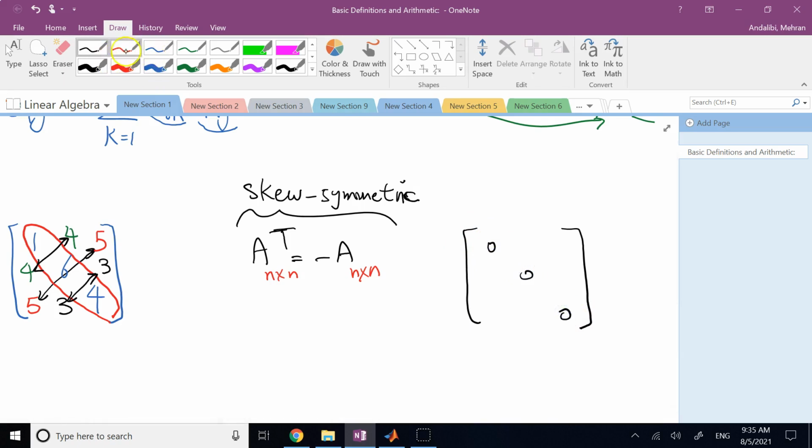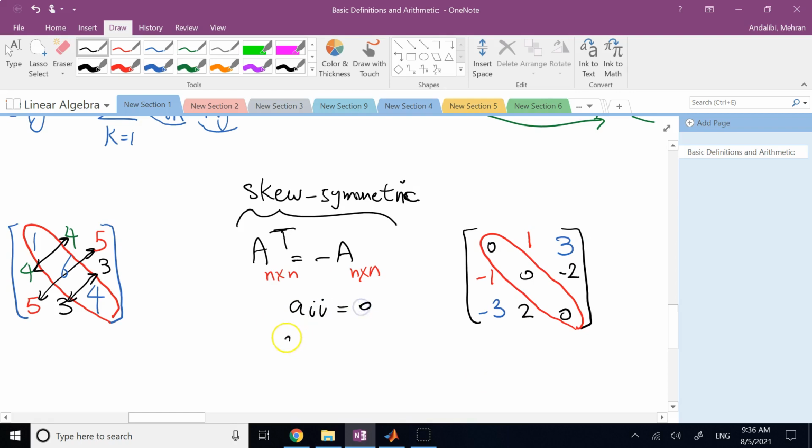So then any number off this main diagonal, which is all 0, has to be the negative of its mirror image. So here, if you have a 1, here you have to have a -1. Here, if you have a 3, here you have to have a -3. Here, if you have a -2, here you have to have a +2, okay? So for a skew-symmetric matrix, first of all, Aii equals 0, and then Aij is equal to -Aji when j is different than i. Okay, that's called a skew-symmetric matrix. Again, they have some important properties, and we use them a lot.